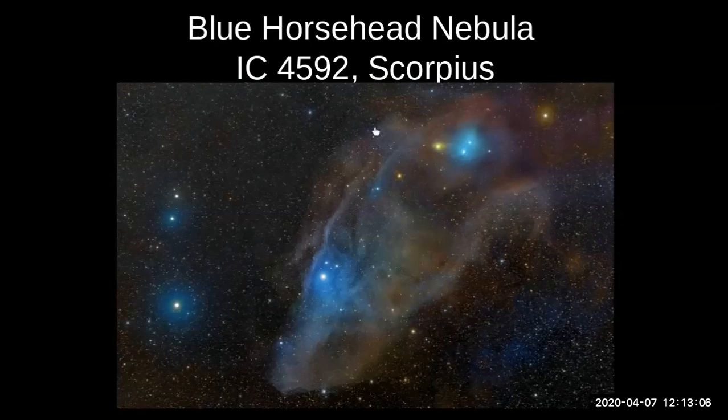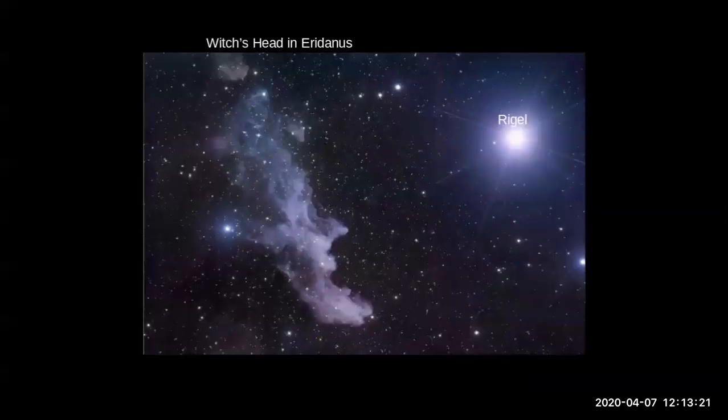So this is the blue horsehead. You don't have to know that, but that's blue. If there's a nebula that looks kind of bluish, what is it? Know it as a reflection nebula, bluish in color. Look at this one. Bluish in color, reflection. The witch's head. You don't have to know the name, but look, blue.